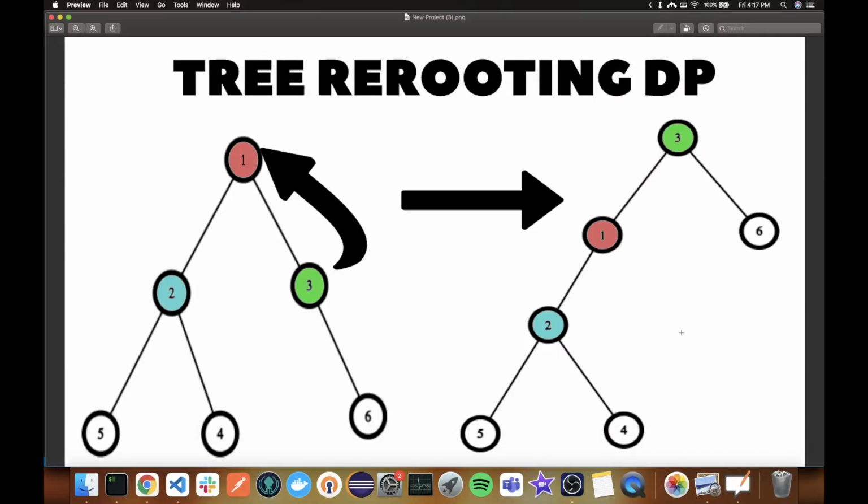Hello everyone and welcome to a tutorial video for tree rerouting DP. In this video, I'm going to be teaching you what kind of problems require this, what it is, how to go about solving it, and the standard methodology for implementation.